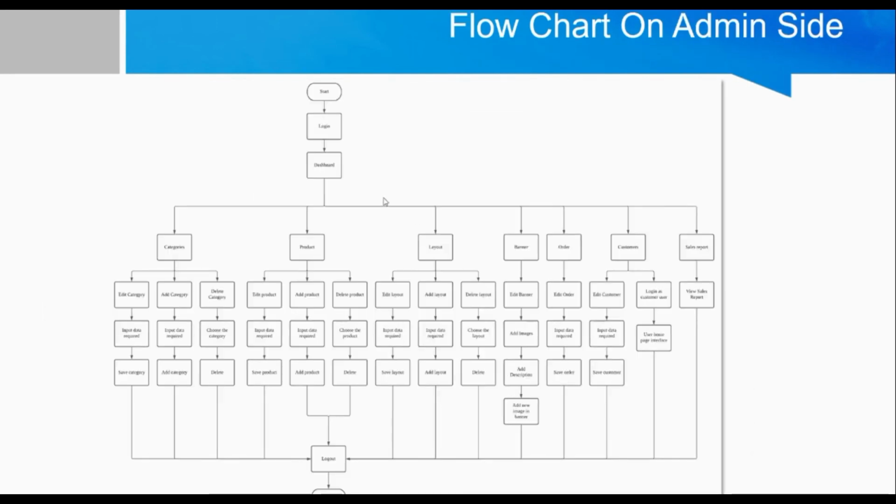We will continue with the admin side. Same as the user, they need to log in for the authorization, and then we will proceed to the dashboard. In the dashboard, it's considered the homepage as well, but it's for the admin. Next will be the 7 modules, which are category, product, layout, banner, order, customers, and sales report.